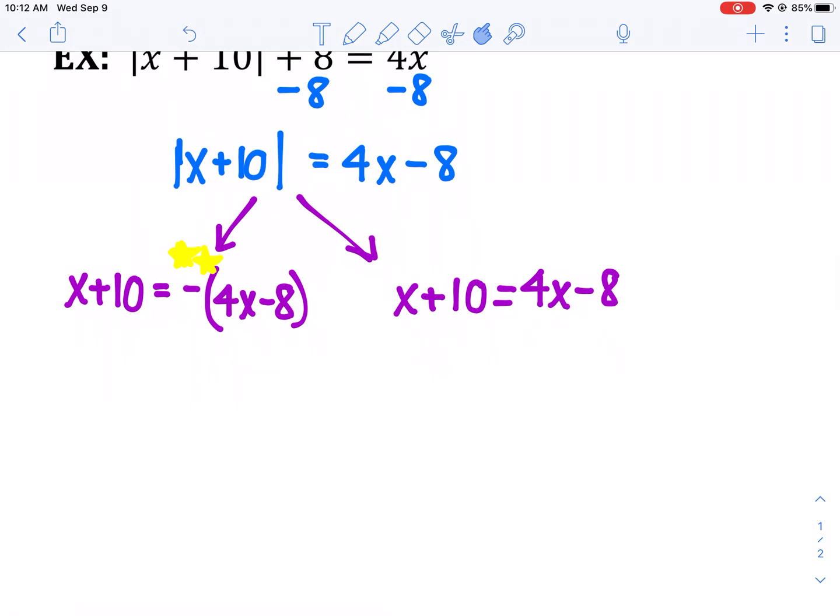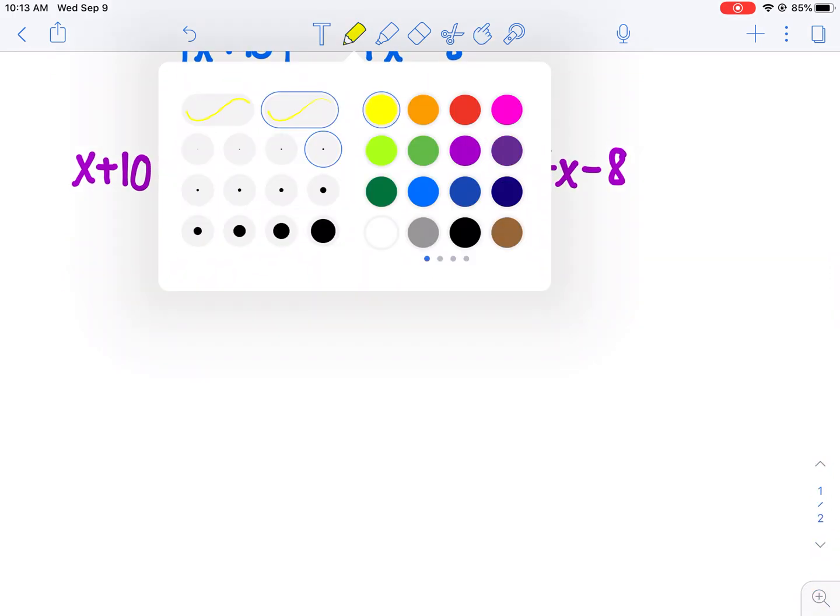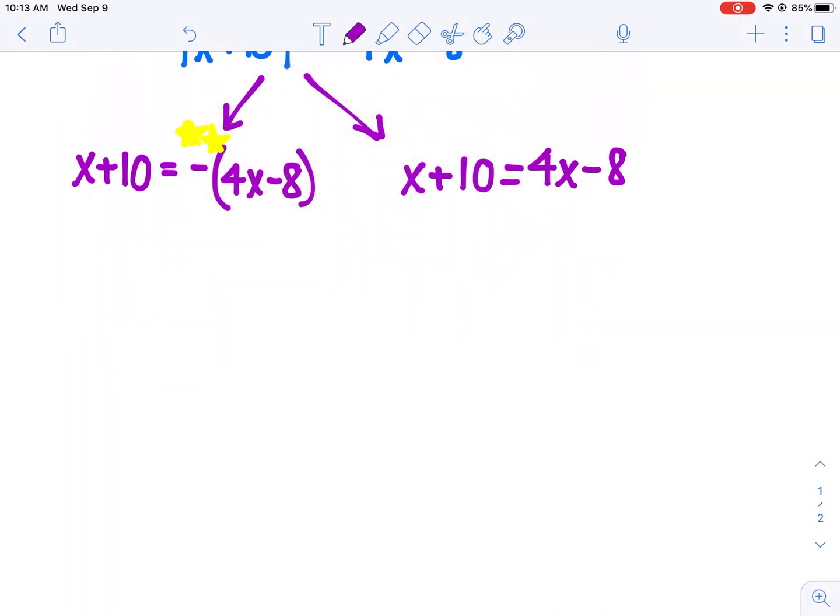Please pause the video and try to solve this problem. Okay, hopefully you paused the video and solved. If you did it right, you will see that the answer is x equals 6. If you got that right, do a little dance. You did it. If not, I'm going to go through it right now so we can clarify.